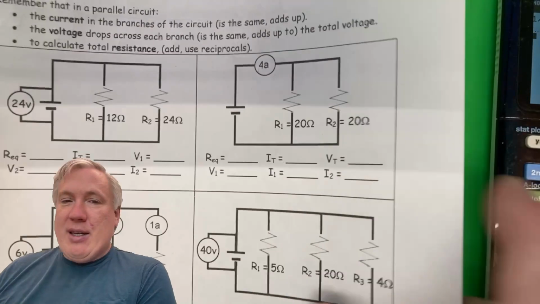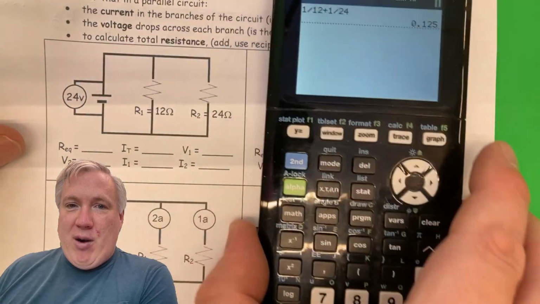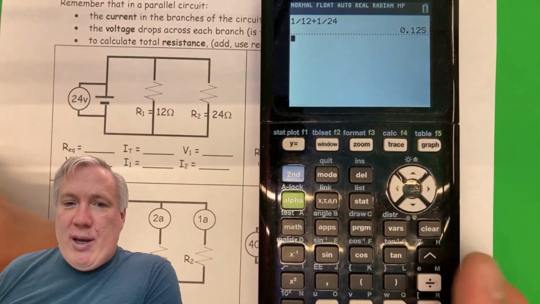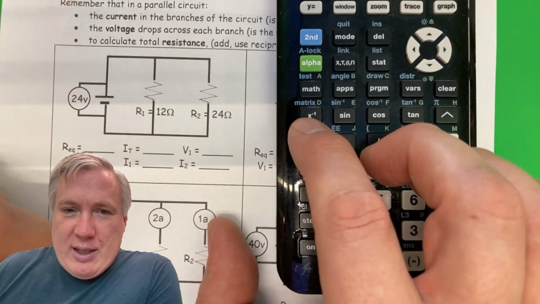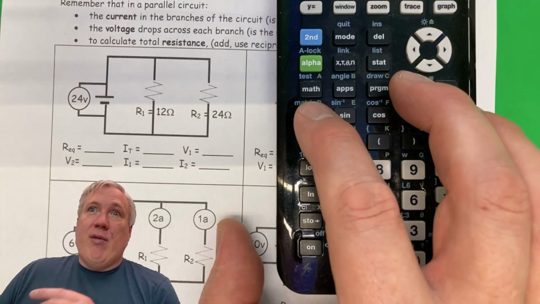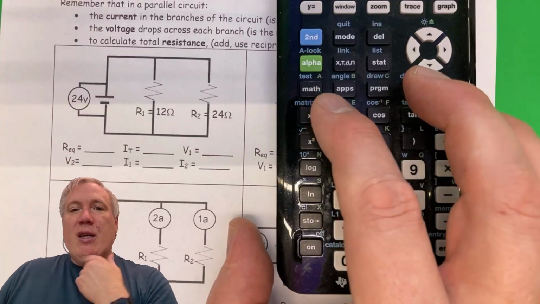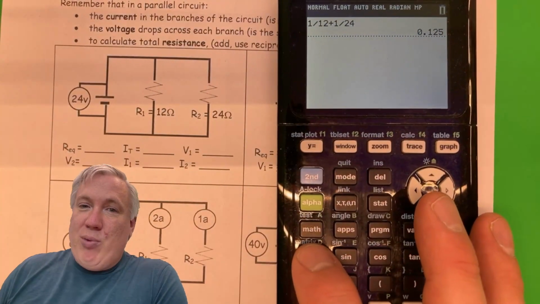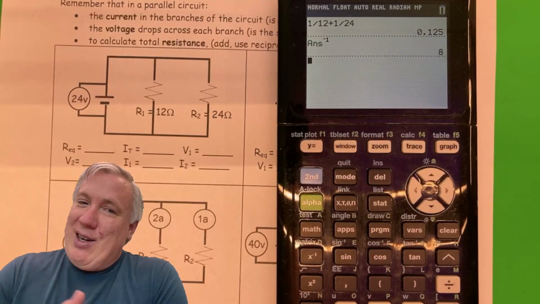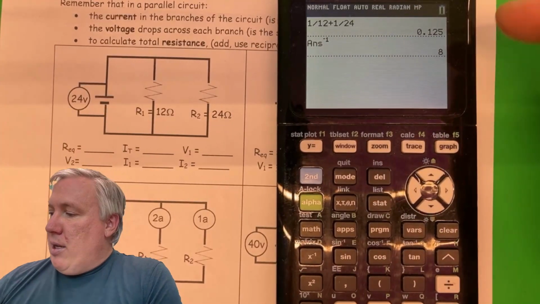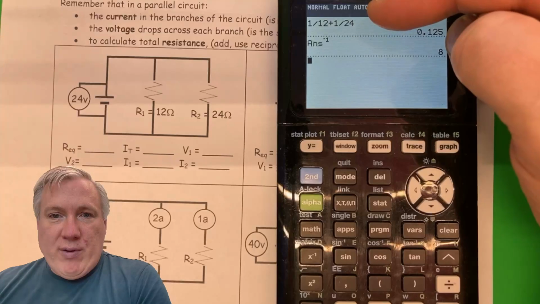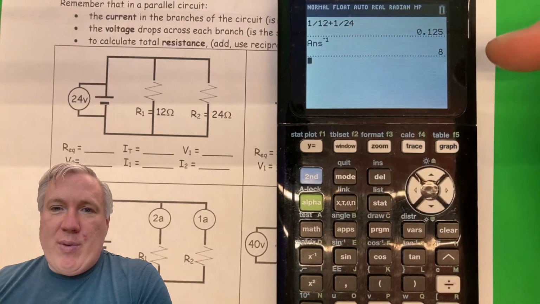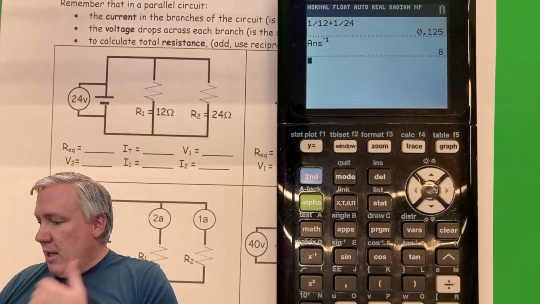But this calculator has a trick up its sleeve where it can flip that over for you with 1 button press. So once I have this number, all I have to do is come find where it says x to the -1. Raising something to the -1 power is to divide 1 by itself, so it's to flip it over. If that's confusing to you, just press the button and hit enter, and it'll give you the answer. So there it is. I did 1 over 12 plus 1 over 24. I got a number. That's not the answer. And then I do this -1 button. That will flip it over and give me the answer, 8 ohms.